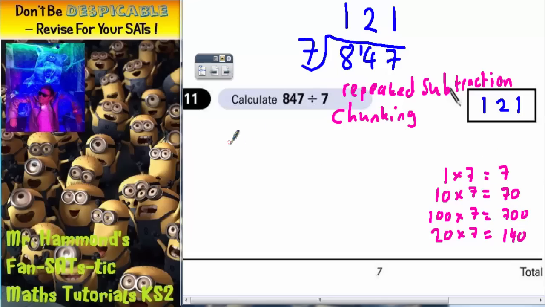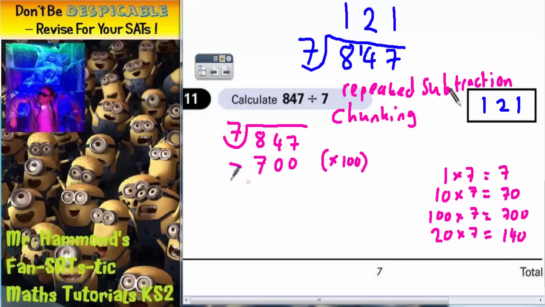So first thing we do is we set it up in the same way as before. So we need a bus shelter, put a 7 in front, and we put the 847 at the side. Now we need to subtract a chunk of 7s. We need to keep subtracting chunks until we've got nothing left. But if all we do is take off 1 7 each time, or even 10 7s, we're going to be there for a long time. So we need to take off the biggest chunk that we can, which at the moment is this 700. And this is 100 lots of 7. So first thing we're going to do is take off 100 lots of 7. And 100 lots of 7 is 700. So let's take that off.